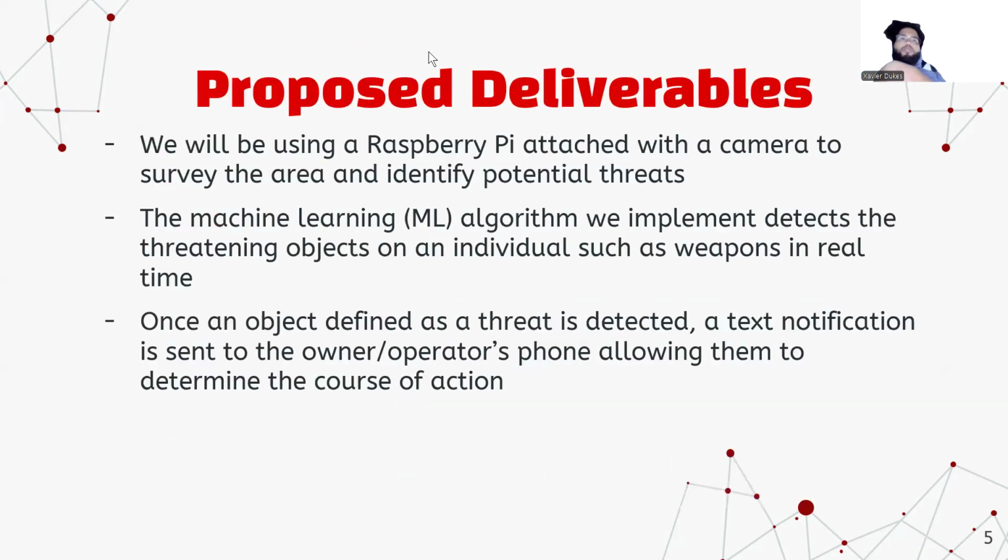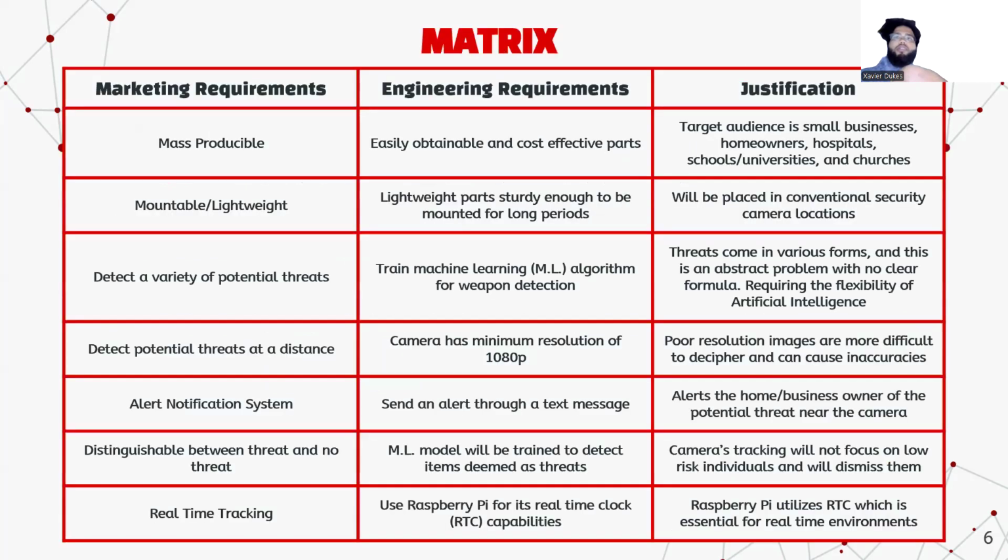So the proposed deliverables: the hardware that we used here was a Raspberry Pi 4 and a connected camera, a machine learning algorithm for the actual detection, and once an object is identified, we then send a text or alert notification to the appropriate authorities for them to determine the course of action. We're merely an alert system. We don't take definitive action. We just inform.